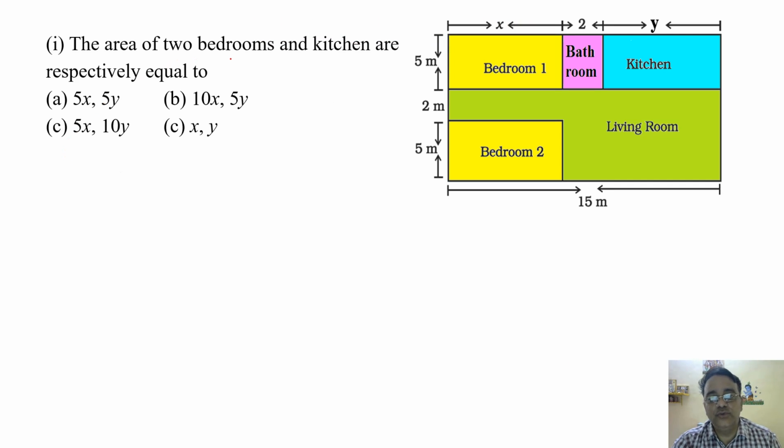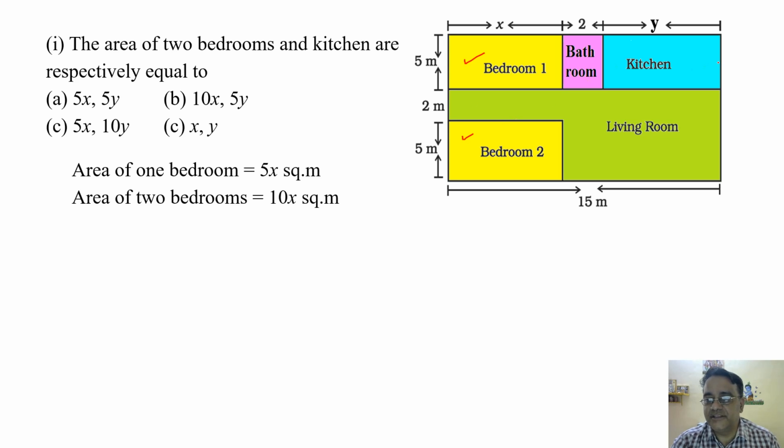The area of two bedrooms and kitchen are respectively equal to, see, the bedroom and kitchen are in the form of rectangle, so the area of rectangle is length into breadth, so इसका 5x हो जाएगा, right. And two bedrooms are there, so it will be 10x. And the area of kitchen ये भी 5 होगा इस साइड, तो 5 इंटू y होगा. So that means 10x and 5y. So the correct option is option B, right.